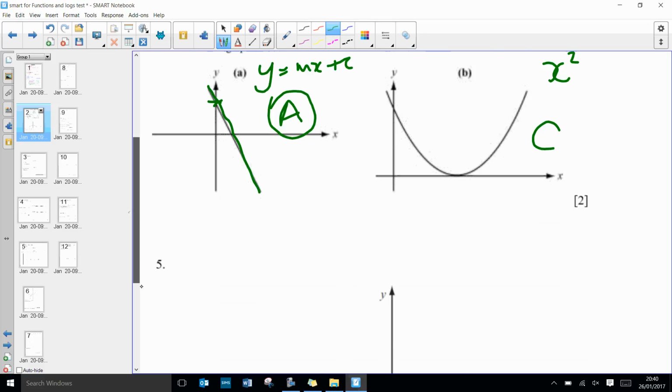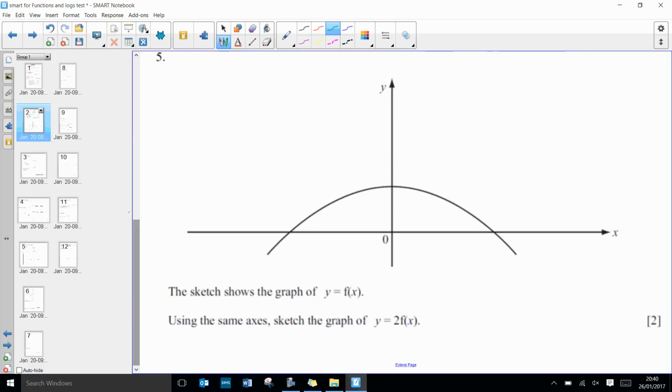This one I mark quite harshly. I'm assuming they will do in the real exam as well. Lots of people recognize that this 2 changes or stretches it vertically. What you have to be careful with is that the x values don't change when that happens. So it's still going to go through these 2 points here.